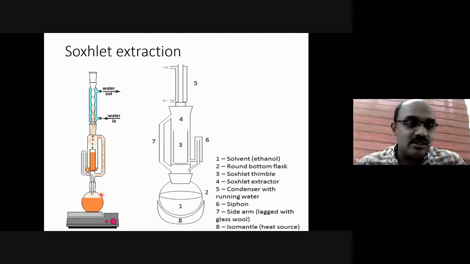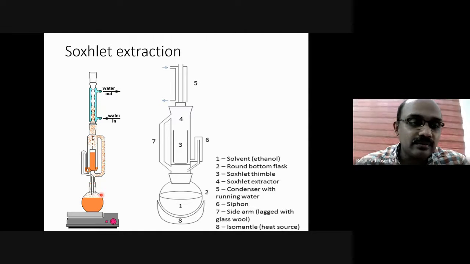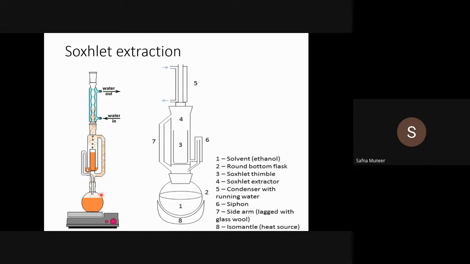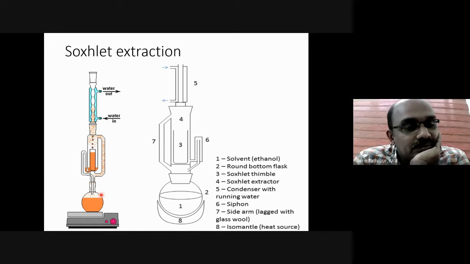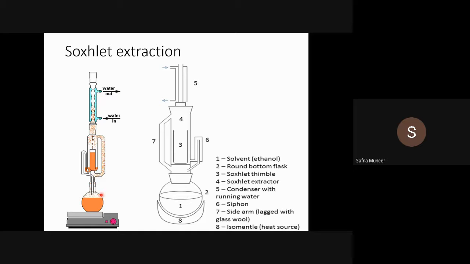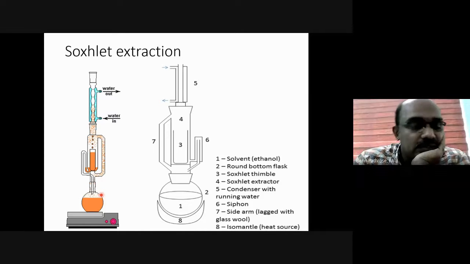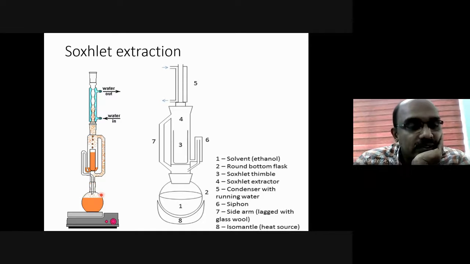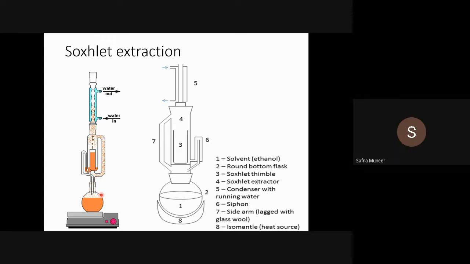Could you understand what is Soxhlet extraction? Sir, a little doubt is there. Yes, what happened? In that Soxhlet thimble, the sample is there, and the round bottom flask has the solvent. Then where will the pesticide be extracted?